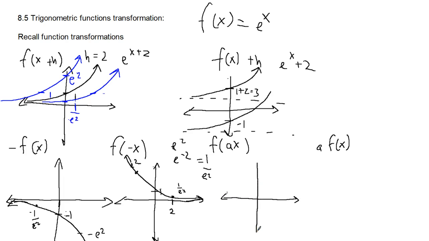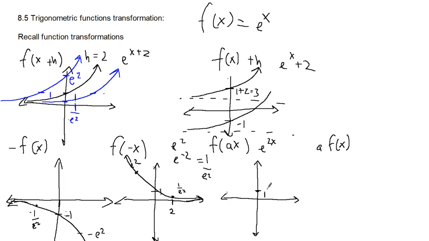Well, f of ax is a horizontal stretch or shrink. If we put 2x, so e to the 2x, our 0 is still at 1, so we still have 1 for 0, but this is a horizontal stretch, so it only stretches the horizontal. It doesn't mind about the vertical stretch. So our y is still at 1 when x is 0.